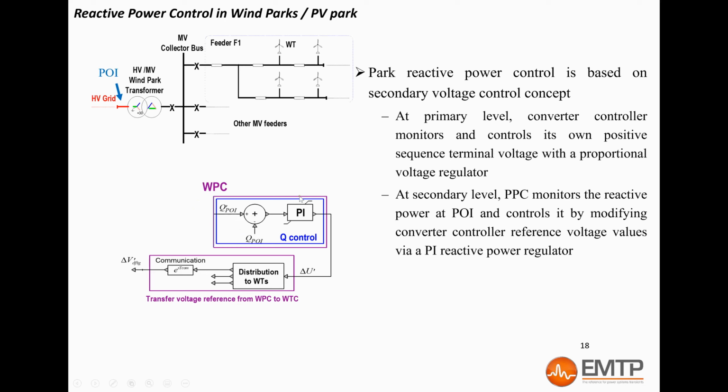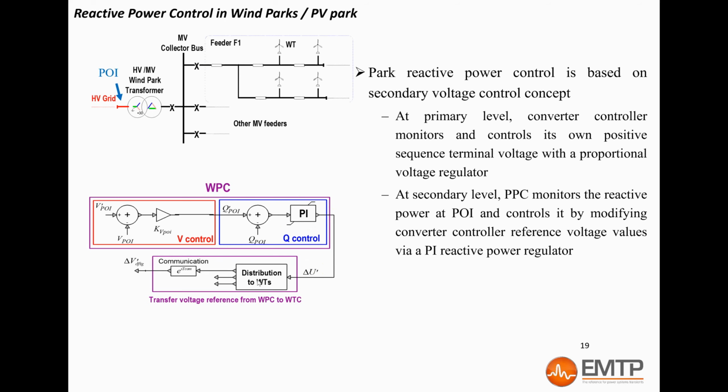The output of this PI regulator is the voltage reference deviation, which is sent to each individual converter in the park. In voltage control mode, the measured voltage is compared with the voltage reference, and the error is multiplied by a gain. The gain output is the new reactive power reference, and the same loop as for the Q control mode described at the previous slide is used.